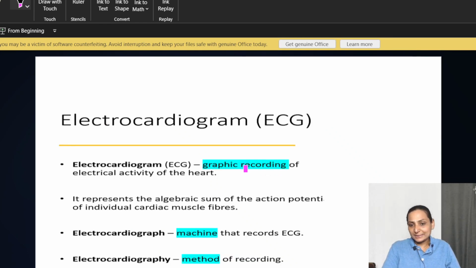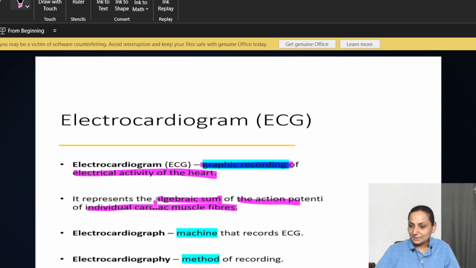Now, what is ECG? Remember, ECG is the graphical recording of the electrical activity of the heart. So it is actually representing the algebraic sum of the action potentials of individual cardiac muscle fibers. ECG is recorded with a machine, that is the electrocardiograph. The method is electrocardiography. So when we say gram, that is the graphical record, the procedure is electrocardiography and the instrument is the electrocardiograph.